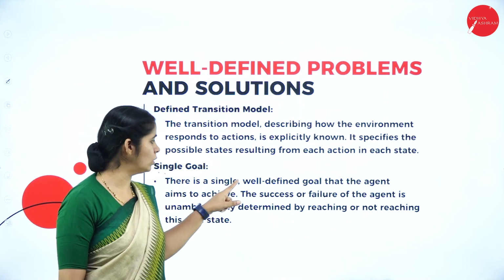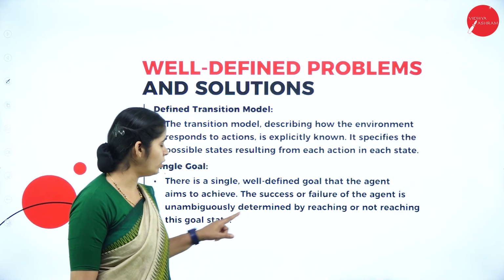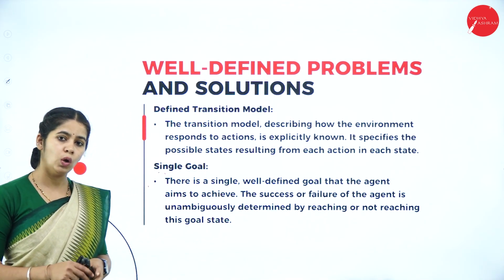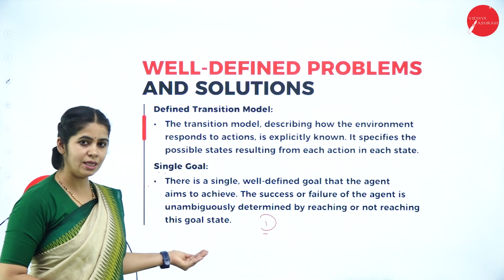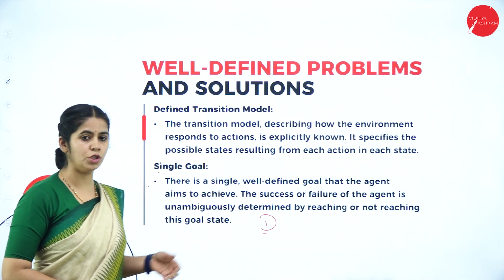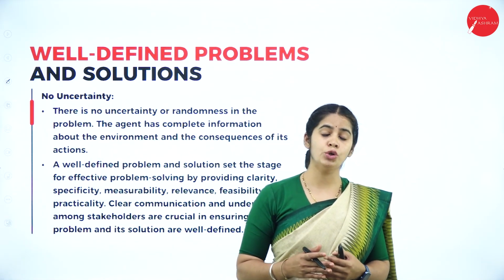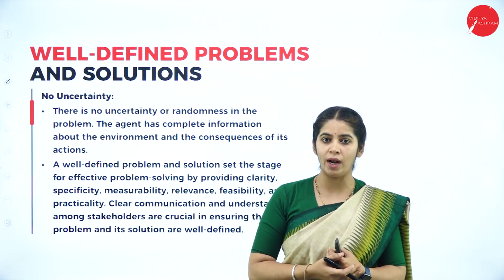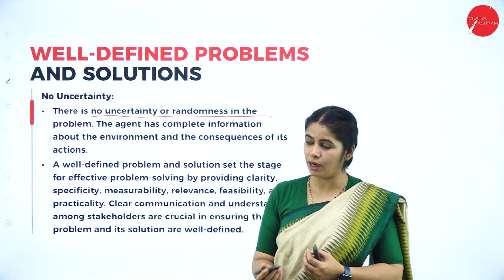It should have a single, well-defined goal that the agent aims to achieve. The success or failure of the agent is unambiguously determined by reaching or not reaching the goal state. If I am reaching the node D, then it is successful. If I am not reaching it, that is also determined, and it says the goal state was not reached. There should not be any uncertainty or randomness when we define a problem using a well-defined statement.